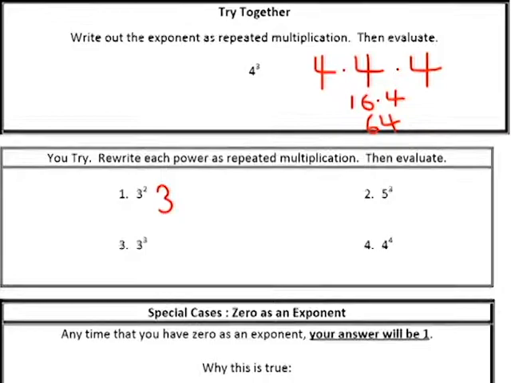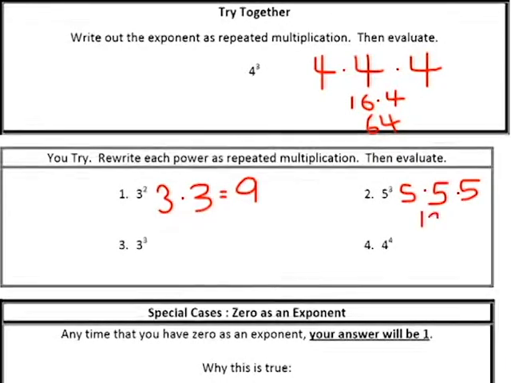Welcome back. 3 squared. Our base is 3. Our exponent is 2. So we have 2 sets of 3. The answer should be 9. We have 5 to the third. So we have 5 as a base. We're multiplying it 3 times. 5 times 5 is 25. Times 5 is 125.